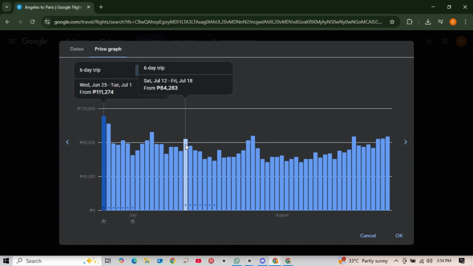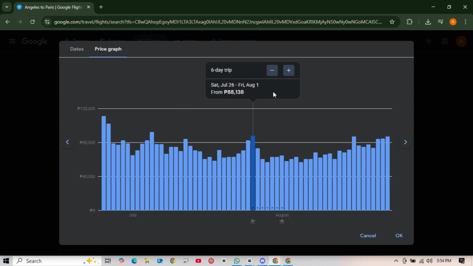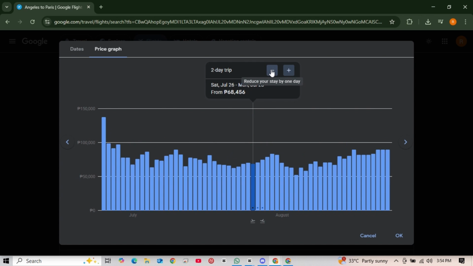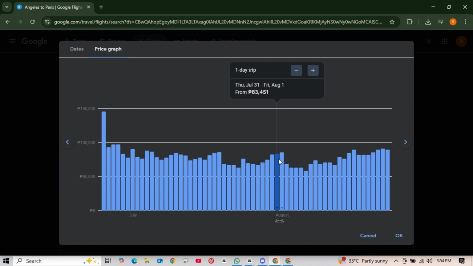Here's a more detailed explanation. What the graph shows: first is the price trends, the price levels, flexible dates, price tracking, and many more. Now, if you wanted to use it, access the price graph, interpret the graph, and you can identify the best time to book.